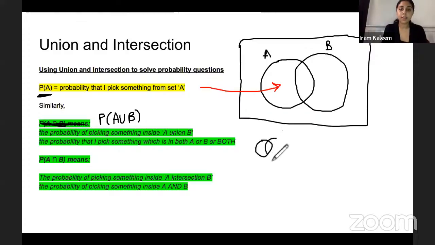So in this scenario here, the probability of picking something that's inside A, inside B, or inside both.